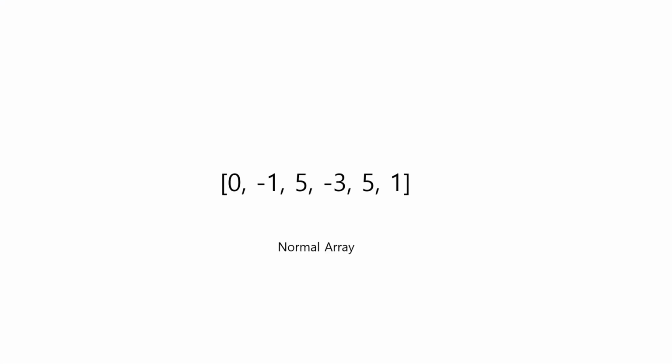Before we find out what the circular array is, let's start with the normal array. We're given a normal array of length 6 here, and a subarray is contiguous elements of the array. For example, -1 and 5, -3, and those elements are contiguous elements in this normal array, so this is called a subarray. So, what is the circular array?